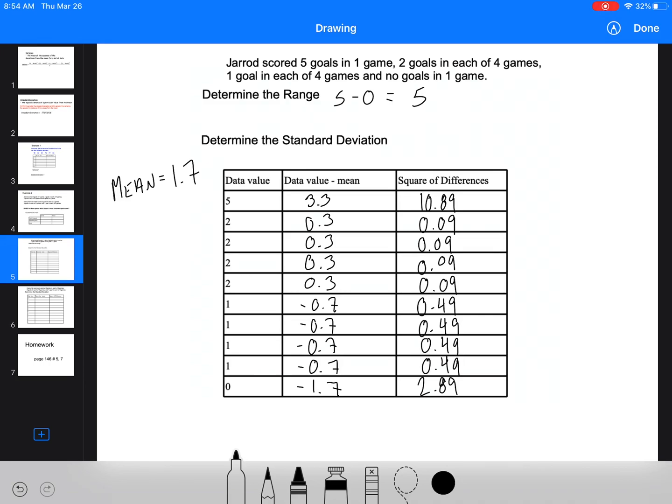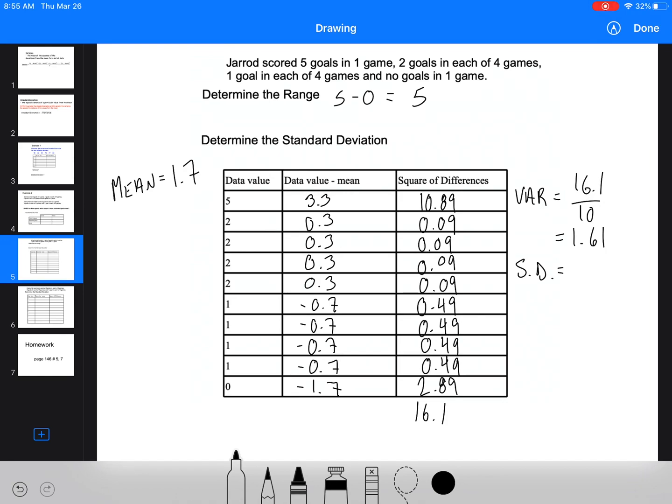So if we're adding all of these together, we've got 4 times 0.09 plus 0.49 times 4 plus 10.89 plus 2.89. We get 16.1. So 16.1. Now we're going to divide that. So our variance is equal to 16.1 divided by 10, which is 1.61.